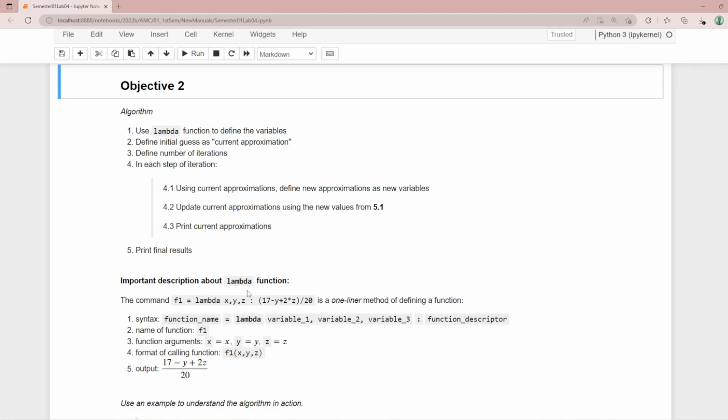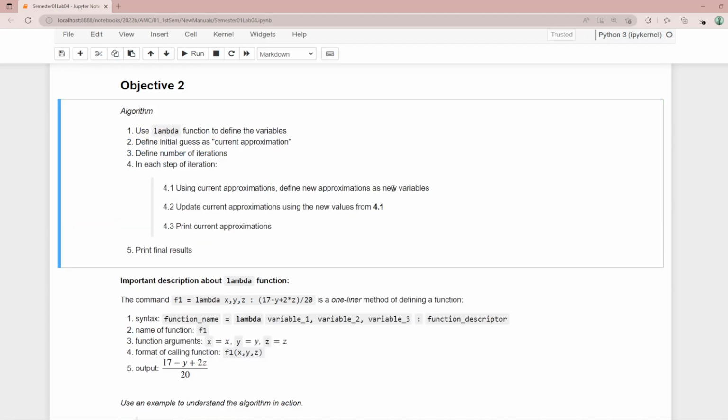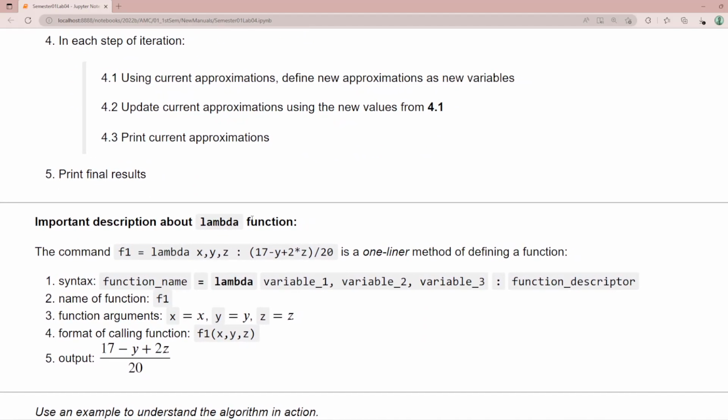So in each step of the iteration, we use the current approximations to define new approximations, and we save the new approximations as new variables. And then we update the current approximations using the new values from the previous step. And then we print out the current approximations. So after all the iterations are done, we print the final results. It's pretty simple. Now there is an important description about the lambda function that we must tell our students.